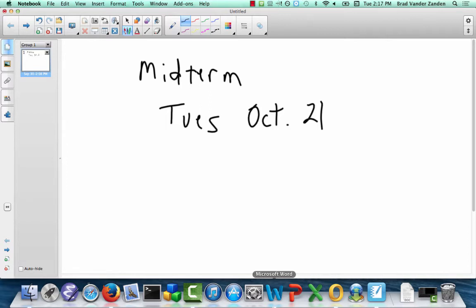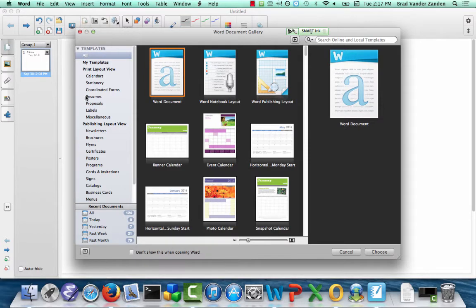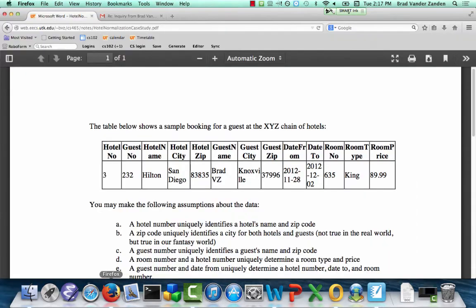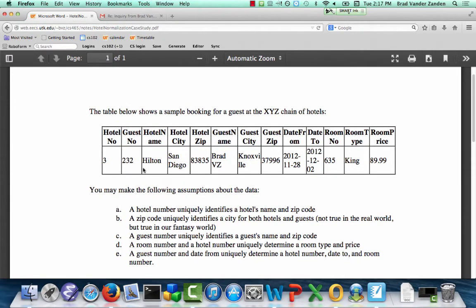So last night I posted a problem that I've given in the past, and it's from the hotel database that we've been working with this semester, except that instead of showing you the relations, we're going to show you how you would derive those relations from what is often referred to as a universal relation.